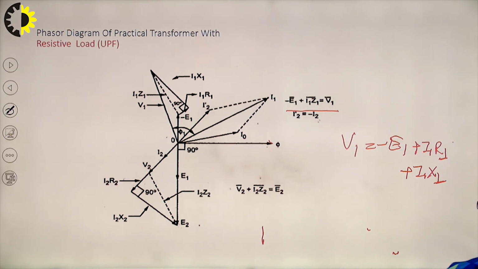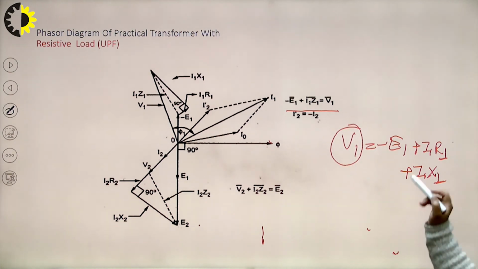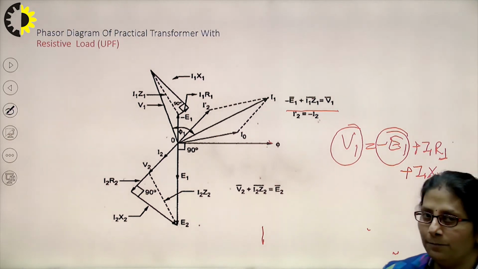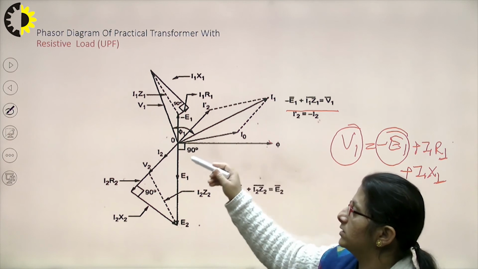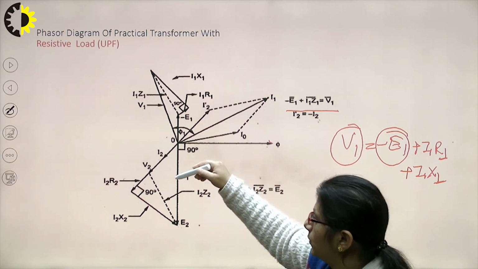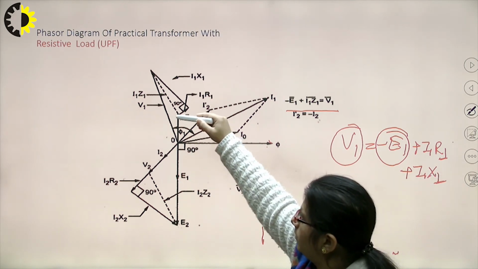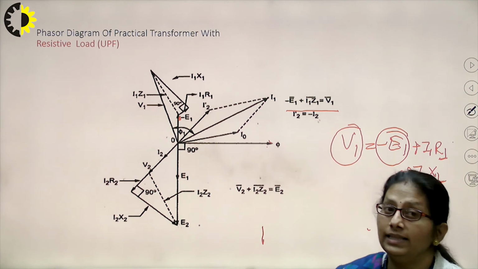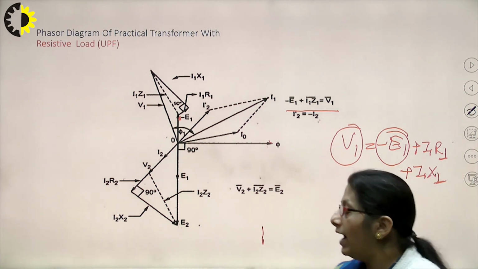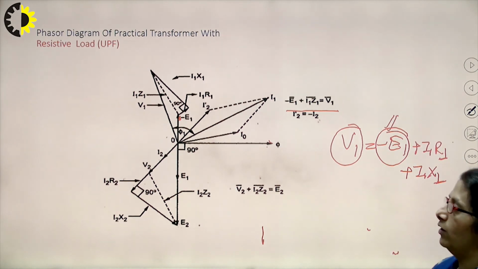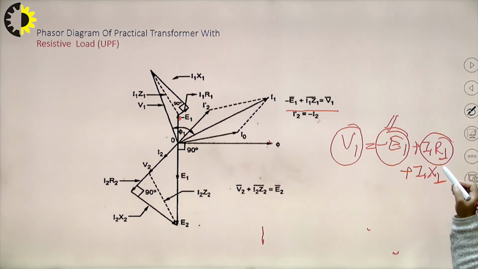Okay, so we need to have this V1. For doing that, I require minus of E1 first. I know that E1 has to be 90 degrees lagging with the flux. So E1 will be shown 90 degrees lagging with the flux. Just in opposition to that, I'll show minus of E1, but this is not equal to V1. This is minus of E1. Now, I need to add these two drops to it, I1 R1 and I1 X1.